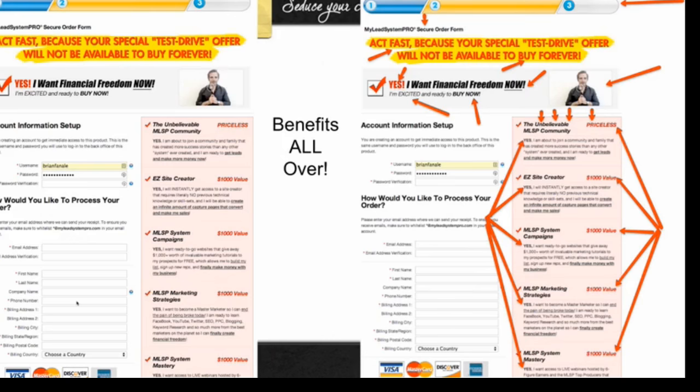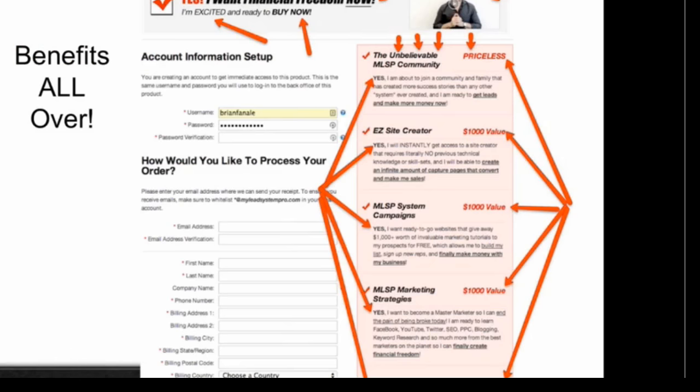Now to the right, that little column. Guys, this is the recap of what they're buying. The whole thing, right there. On the right, there's tangible values. I'm price conditioning. Guys, this is for a $10 offer. I'm telling them that top one's priceless. Each of those things are worth $1,000 tangible value. I have yes at the beginning of every single bullet there. Yes, yes, yes. Yes, I'm about to join a community and family, boom.